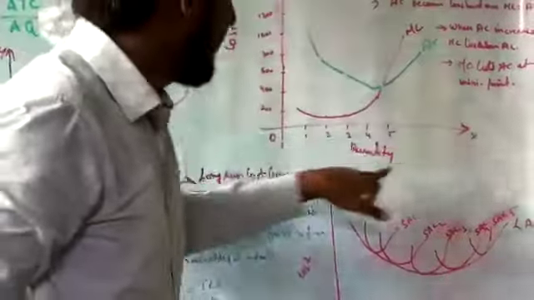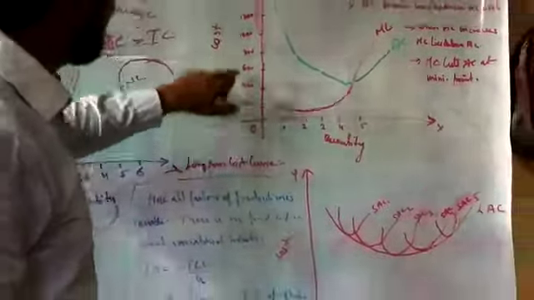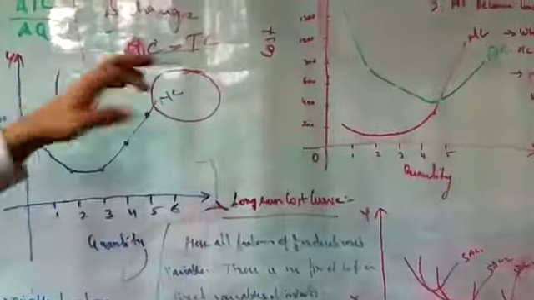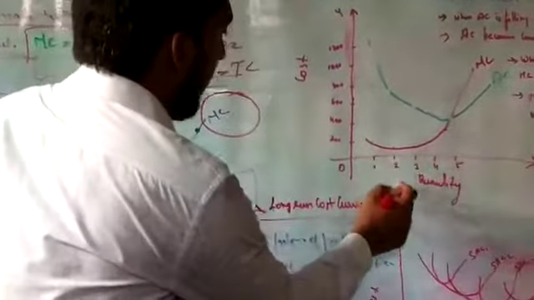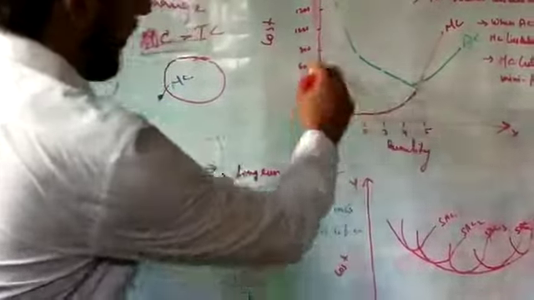We have quantity on the x-axis and cost on the y-axis, with 1, 2, 3, 4, 5. From 200 to 1200 we have to see. MC we have just now drawn: for 1 it's 200, for 2 it's 100, for 3 it's 100, for 4 it's 200 and for 5 it's 300. So we have marked it and made it as MC.